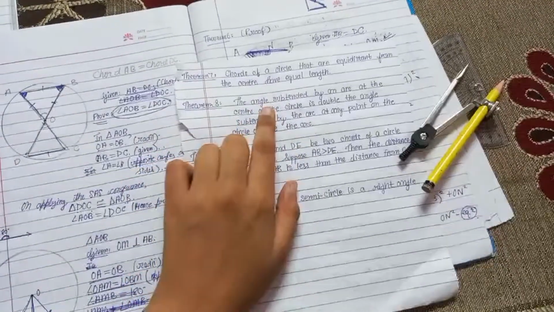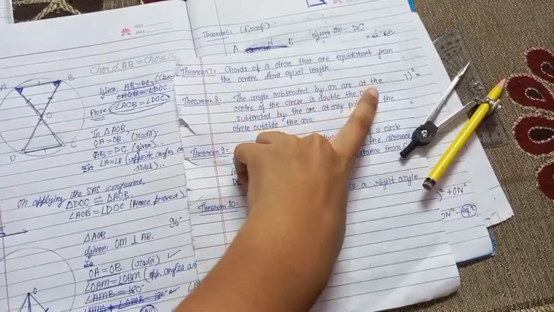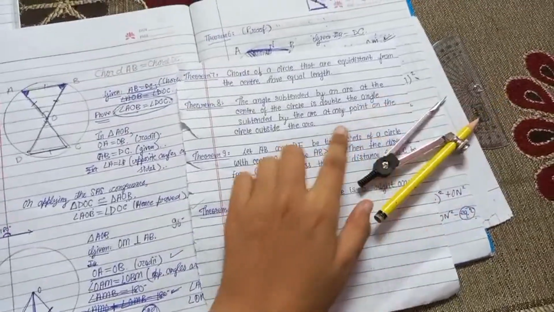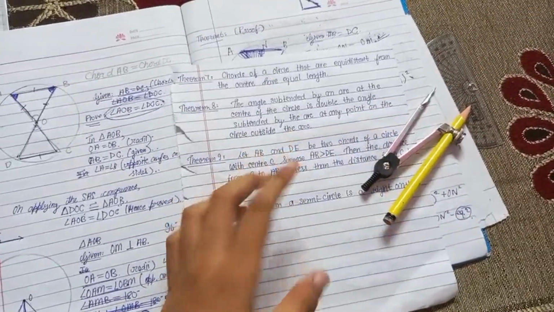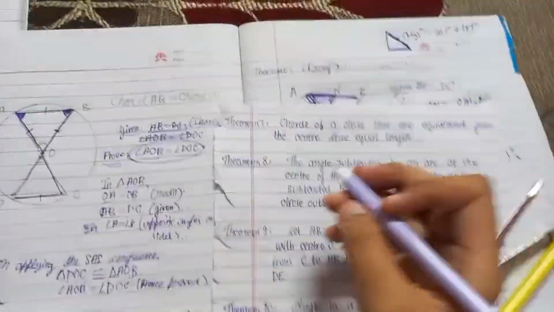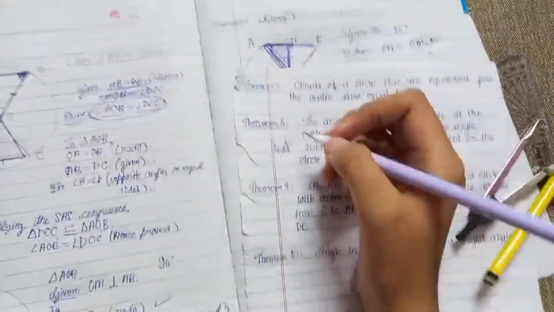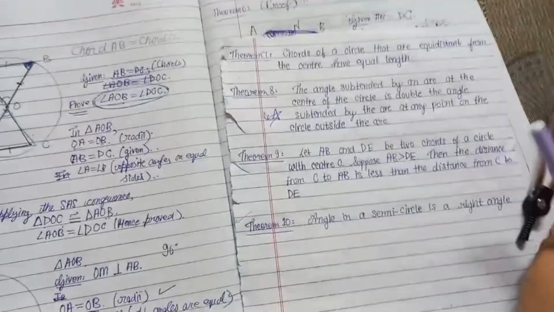The next theorem is: the angle subtended by an arc at the center of the circle is double the angle subtended by an arc at any point on the circle outside the arc. This is the most important theorem of this chapter, and I will be touching this theorem in the next video.